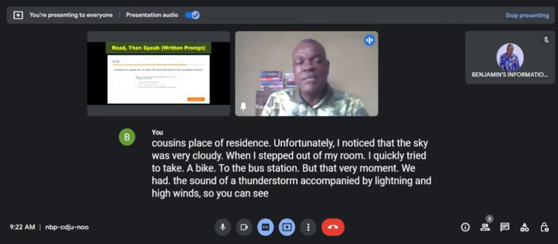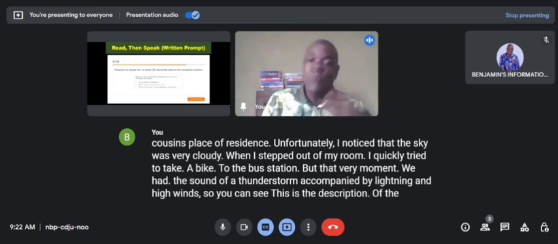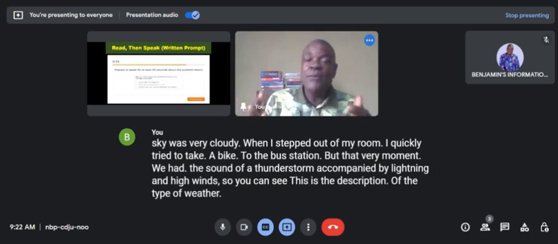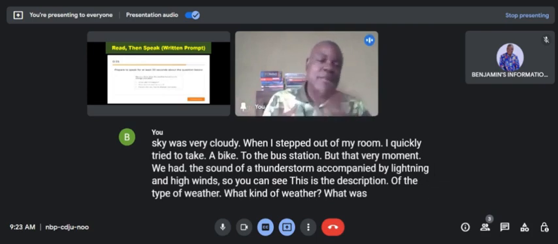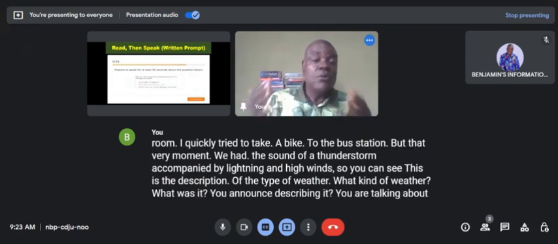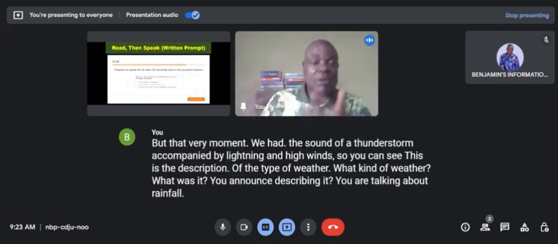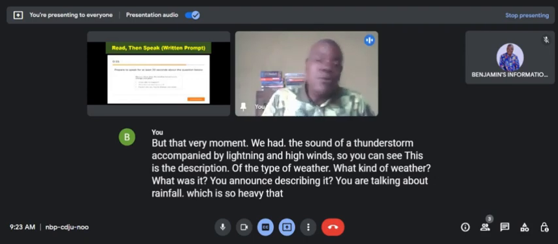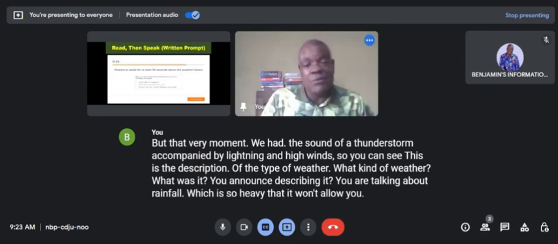So you can see, this is the description of the type of weather. What kind of weather was it? You are now describing it. You are talking about rainfall, which is so heavy that it won't allow you to go out.